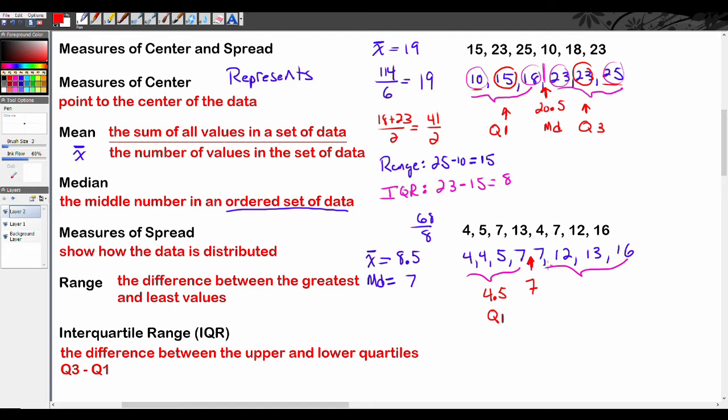And our Q3 is going to be in between 12 and 13. And that's 12.5. And that's our Q3. So now we can do the range, which is 16 minus 4. And 16 minus 4 is 12. And we can do the interquartile range, which is going to be 12.5 minus 4.5, which is 8.